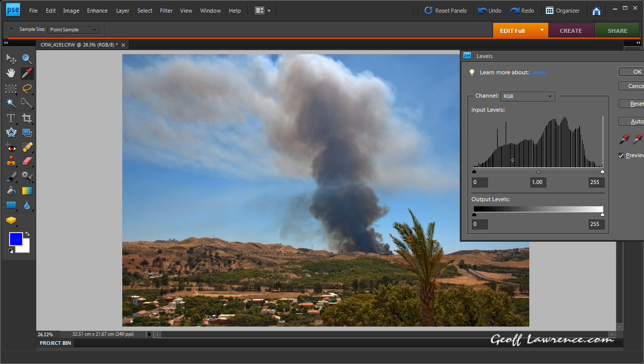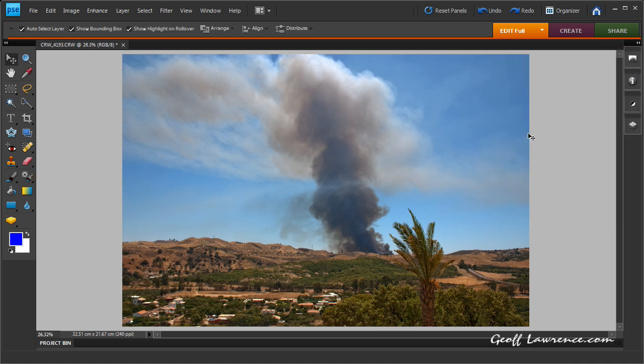So it would still be better to get the exposure right in the camera. I mean, this is basically the reason why this was so dull, because it was underexposed. But you can, using the levels, save the picture quite a lot. And normally, of course, you wouldn't be making such a huge adjustment as I've made in this picture. So there you go, a very easy adjustment to make, and it made a very dramatic difference to the picture.